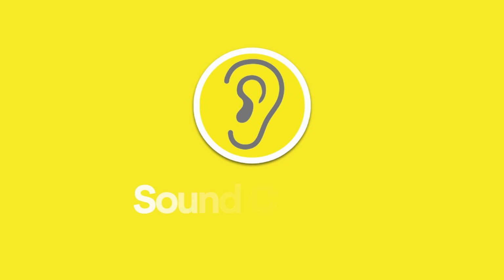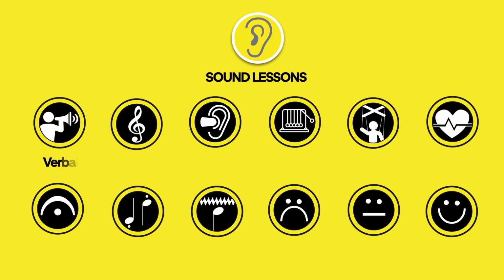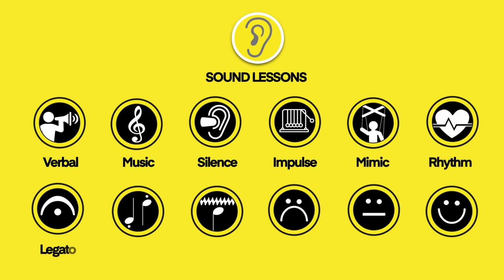The second course in the Soul section is Sound, with its 12 lessons: verbal, music, silence, impulse, mimic, rhythm, legato, staccato, vibrato, hate, apathy, love.